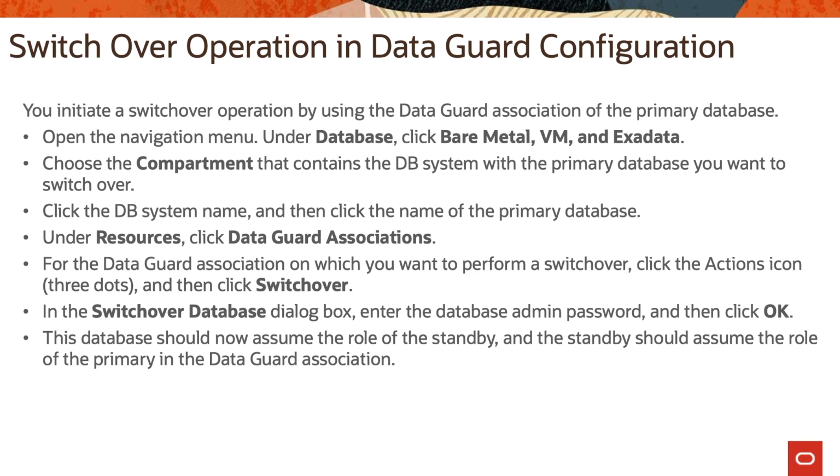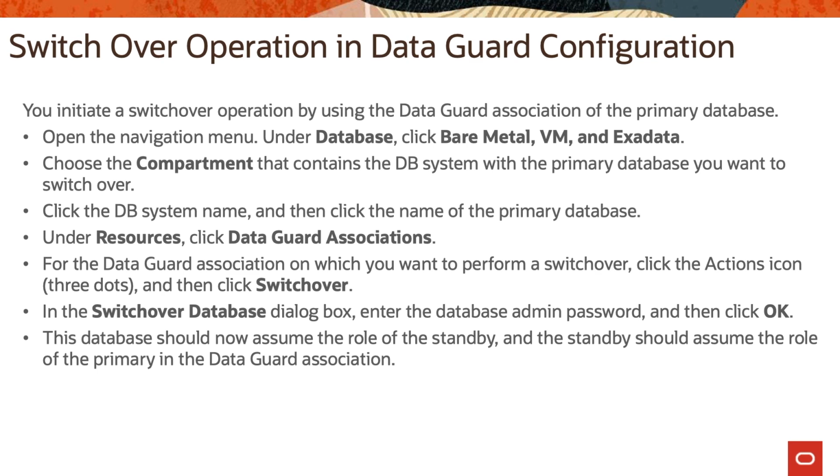So we have seen how to do the setup through the OCI console. Now we'll talk about different operations which are supported by a Data Guard configuration. So for switchover operations, it can be done from the primary database. So you can initiate a switchover operation by using the Data Guard association or primary database.